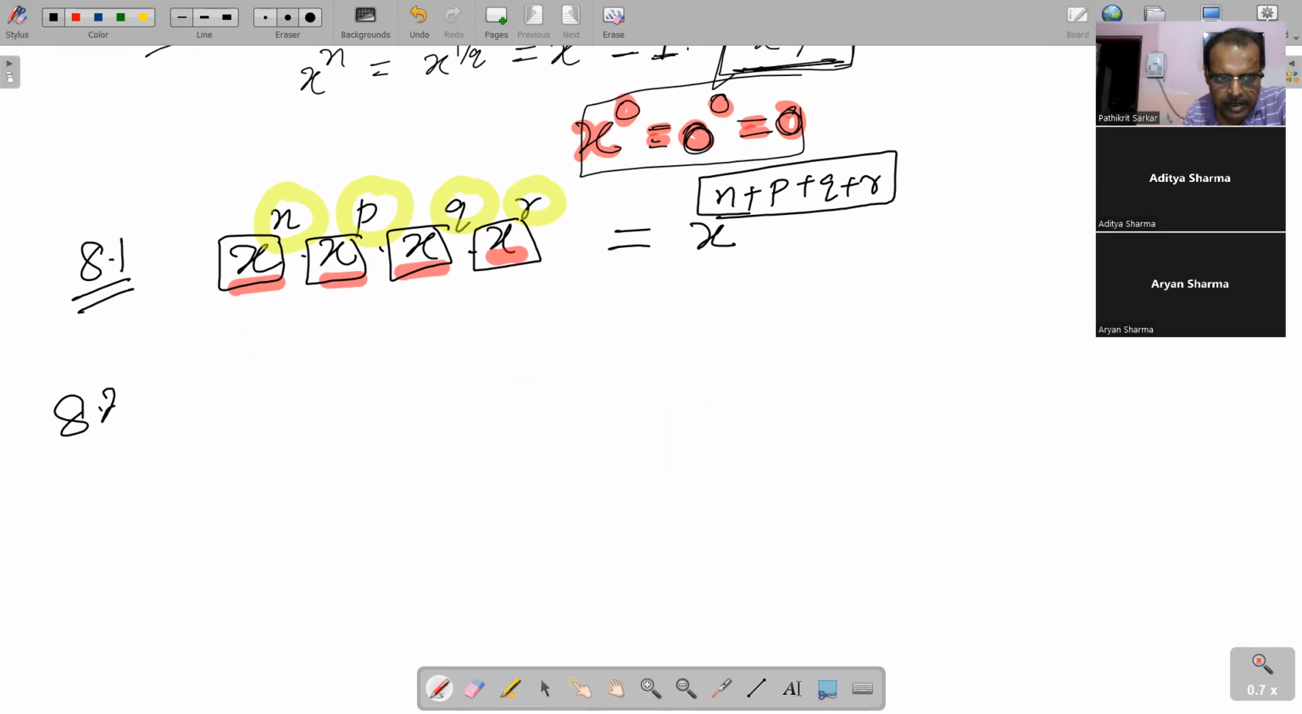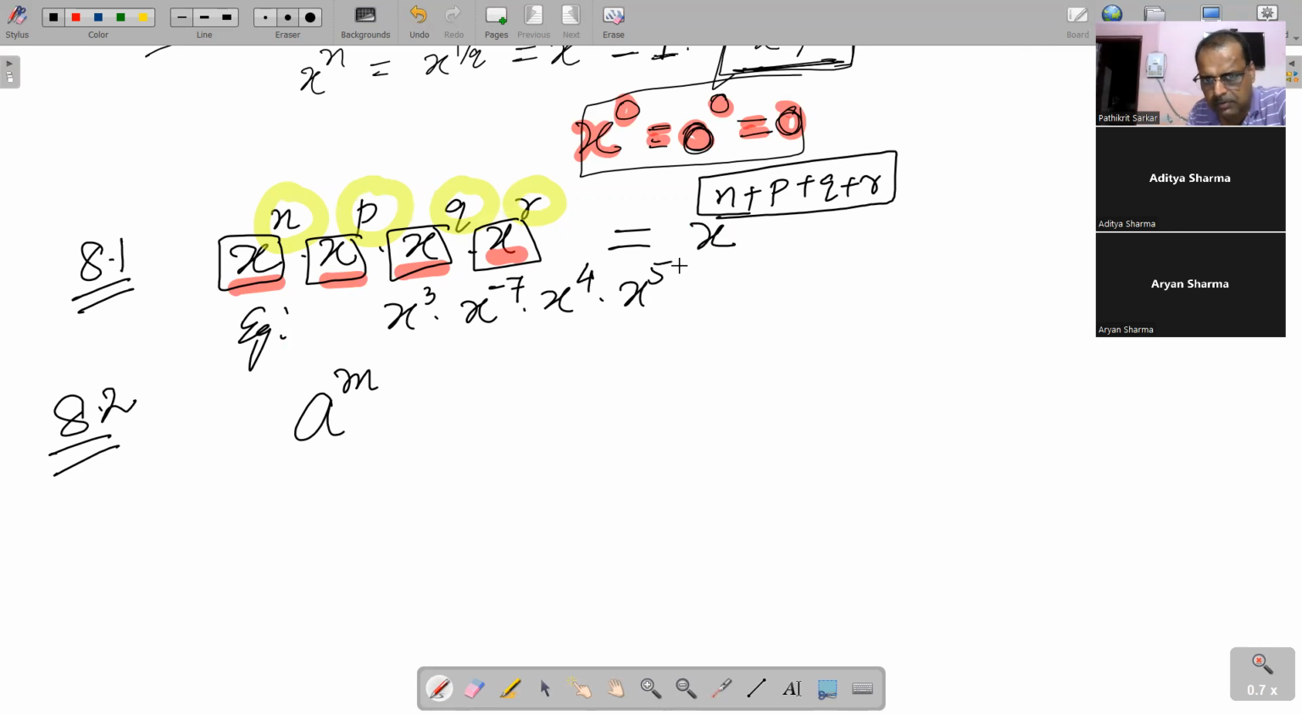Now coming down to point number 8.2. Suppose you have been given a to the power m, just like this. I'm giving examples over here. Suppose x is the base, and here it is given x to the power 3, here x to the power minus 7, here x to the power 4, and here x to the power 5. So if you add these, it comes down to 3 minus 7 plus 4 plus 5. Ultimately, 4 plus 5 is 9, 9 plus 3 is 12, 12 minus 7, so it comes down to x to the power 5. So we'll write them down in this way.